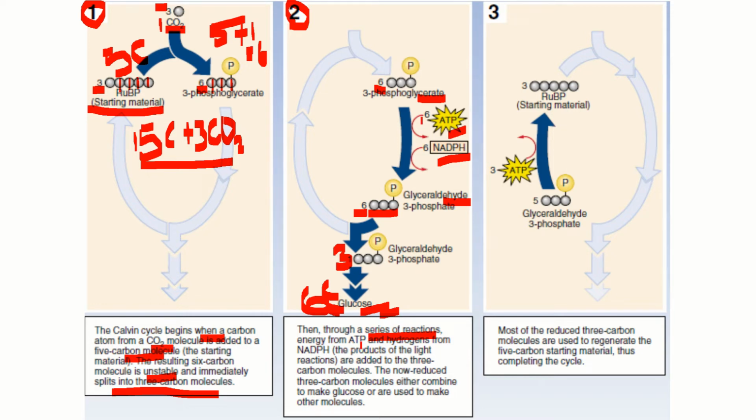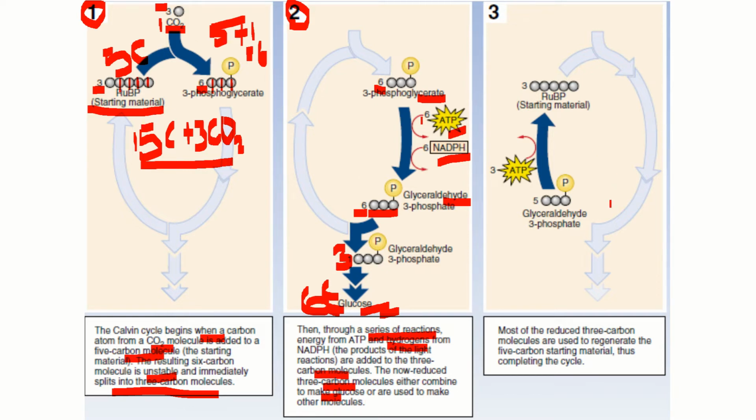Energy from the ATP and hydrogen atoms supplied from the NADPH plus H plus are added to the 3 carbon molecule. What is the 3 carbon molecule? 3-phosphoglycerate. The reduced 3 carbon molecule, by accepting hydrogens, it is reduced. The reduced 3 carbon molecules either combine to make glucose, that is what we found just now, or are used to make other molecules that we have not seen.